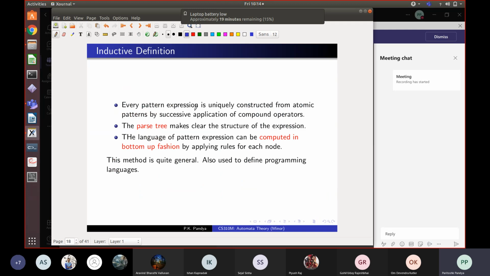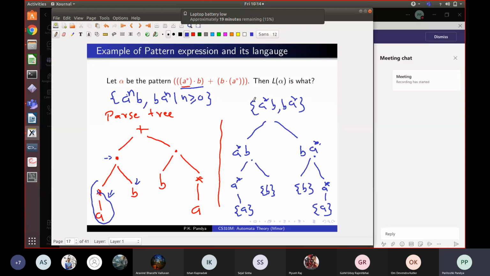So I can summarize this. Every pattern expression is uniquely constructed from, what is the pattern expression made out of? Atomic patterns by successive applications of compound operators, and there's a unique parse tree corresponding to it. So the parse tree makes clear the structure of the expression. So what I'm saying is, given any expression like this, which is fully parenthesized, there is a unique parse tree which corresponds to this. This is a very important idea. We'll be making this formal after the midterm, using something called context-free grammars.